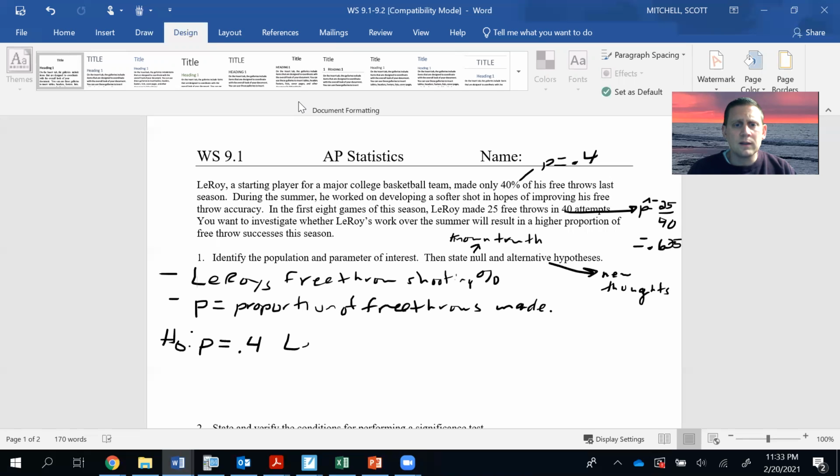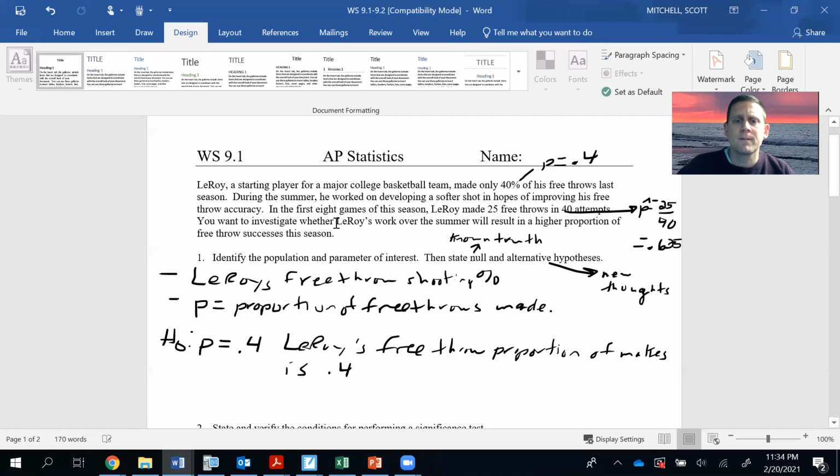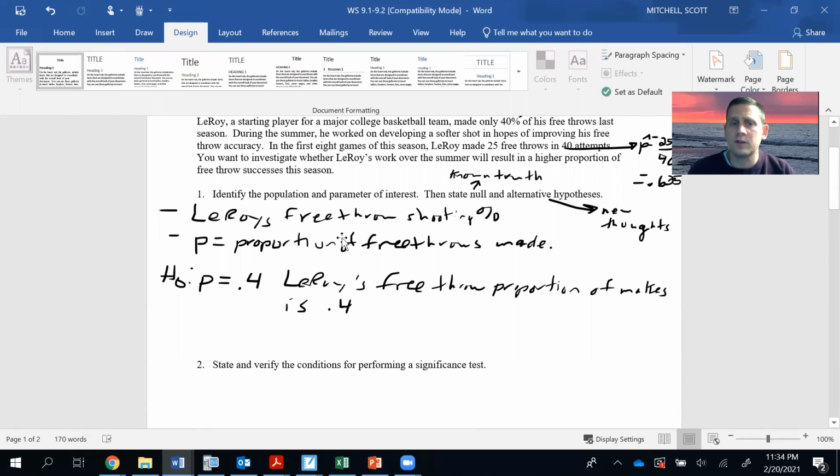So Leroy's free throw proportion of makes is 0.4. Okay, so that's what Leroy does. That's what he's been doing.